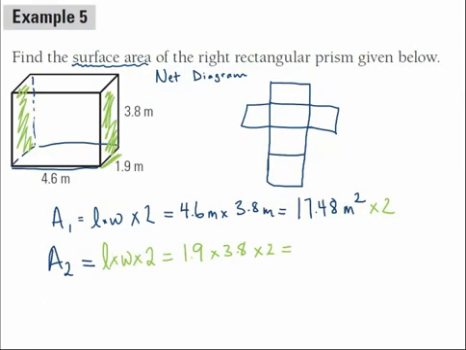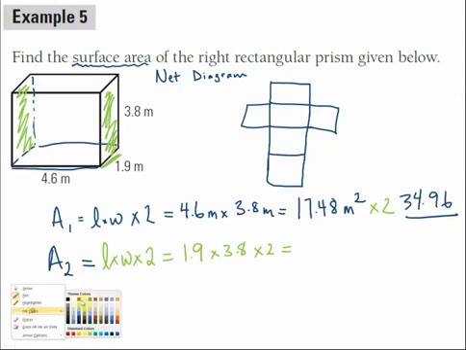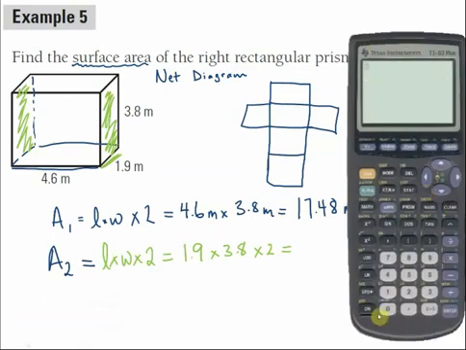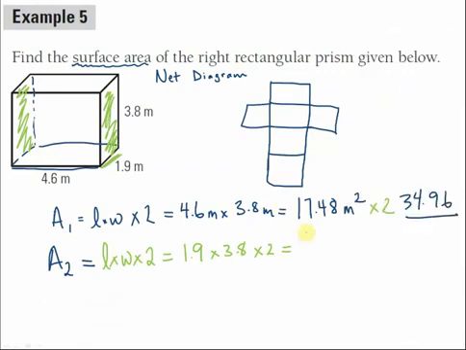On my calculator, I've kept the other one already, so I'll just go times 2 for the previous one: 34.96. I'll write that in blue now, just because I can. 34.96 in blue. This one, back to the green, I'll use the calculator again. I guess I could show you in the process: 1.9 times 3.8 times 2. So 14.44, 14.44 meters squared.